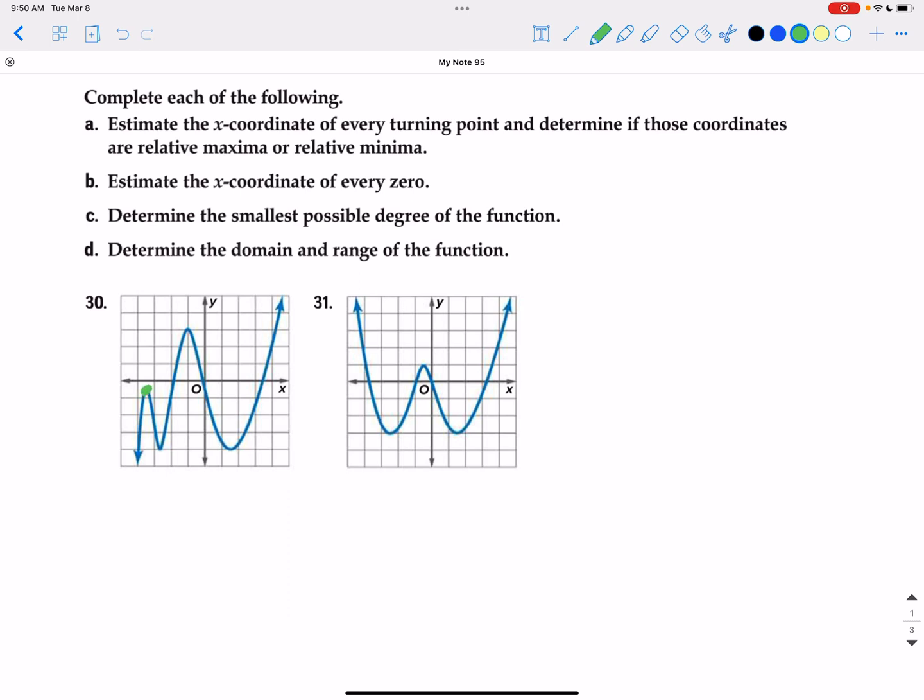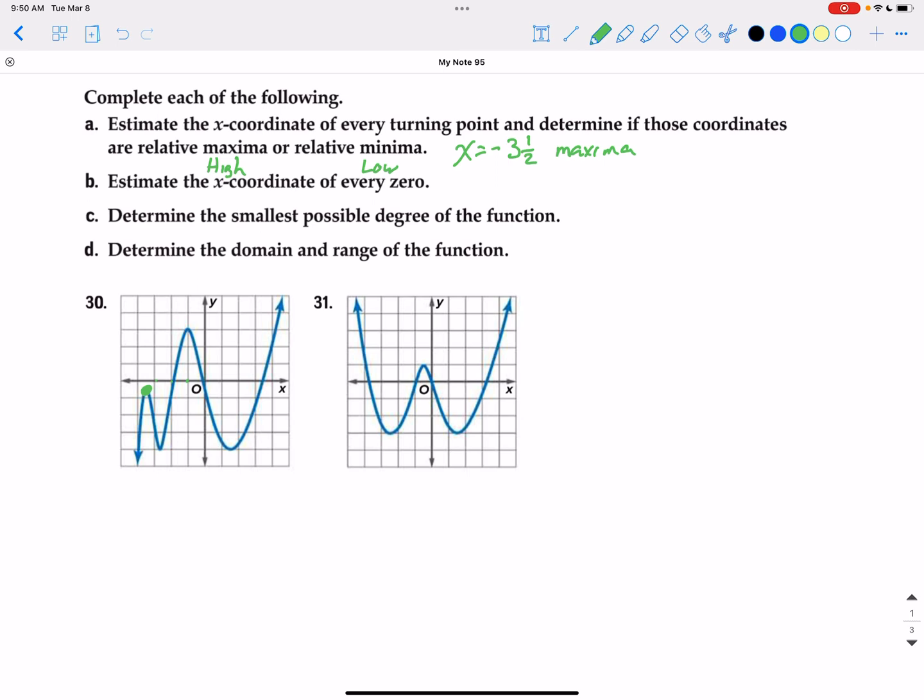And what is the x value of that turning point? It looks like I have to go to the left 1, 2, 3, and probably about a half. So it has an x value of negative 3.5. Then it also says to determine whether it's a maxima or a minima. Maxima means it is a high point, like the top of a hill, and a minima is a low point, like the bottom of a hill. So that's at the top of a hill, so we would refer to that as a maxima.